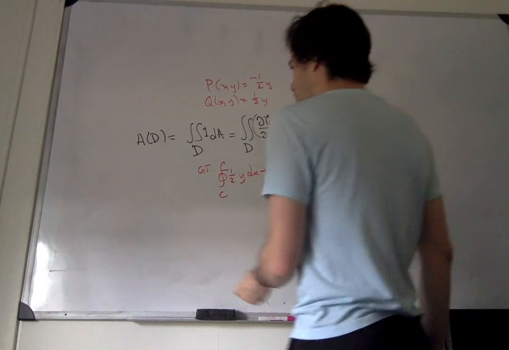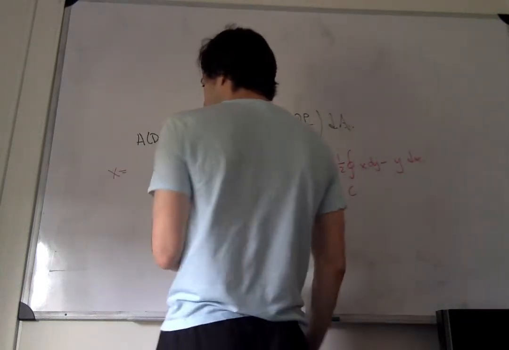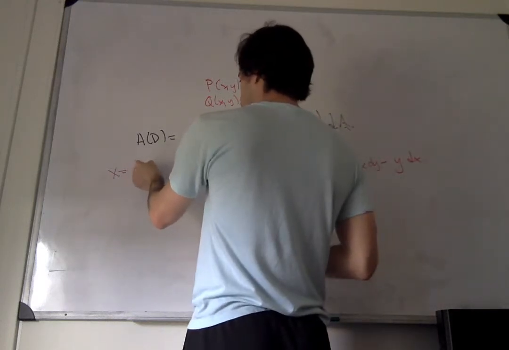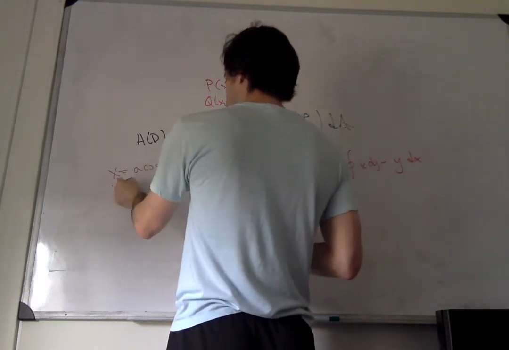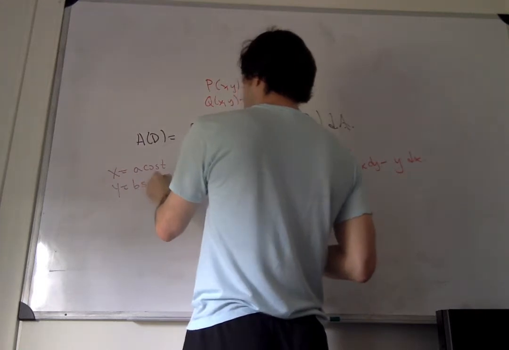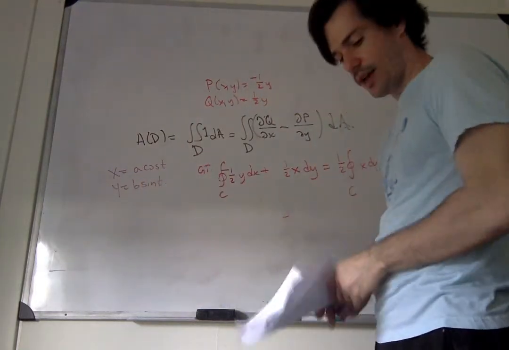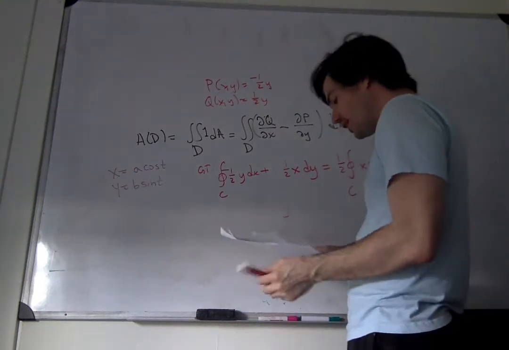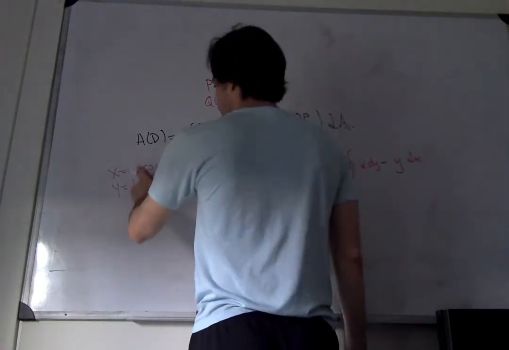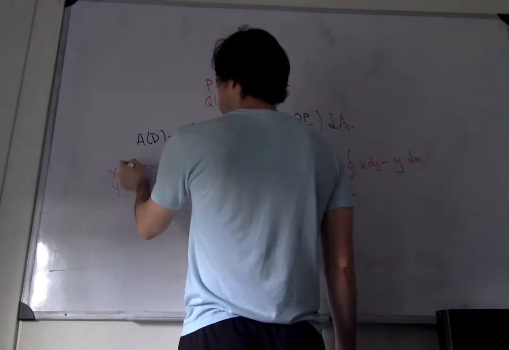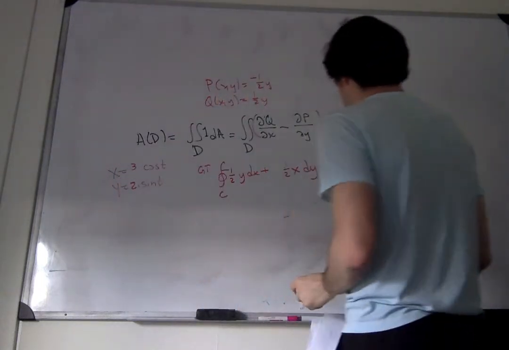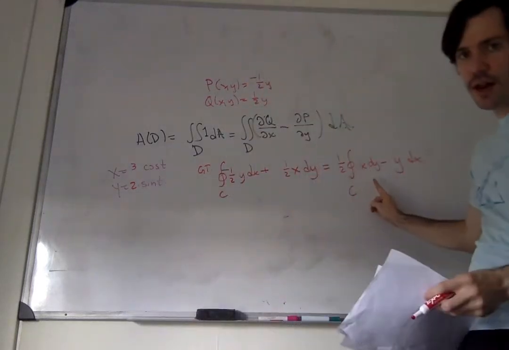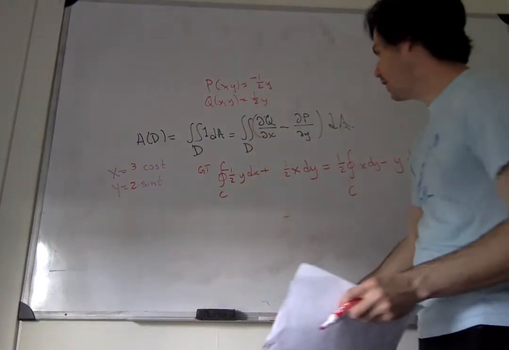Okay, so what is x and y? Well, for a generic ellipse, it's x equals a cosine t, and y equals b sine t. Okay, so what are a and b? Well, a and b in our case are 3 and 2. Okay, 3 and 2. So go ahead and copy that down. I'm going to erase it.